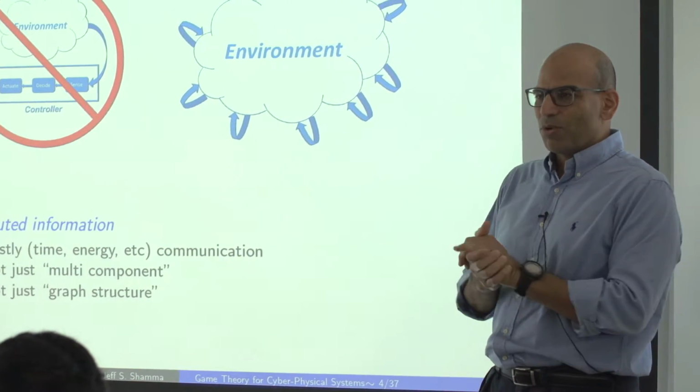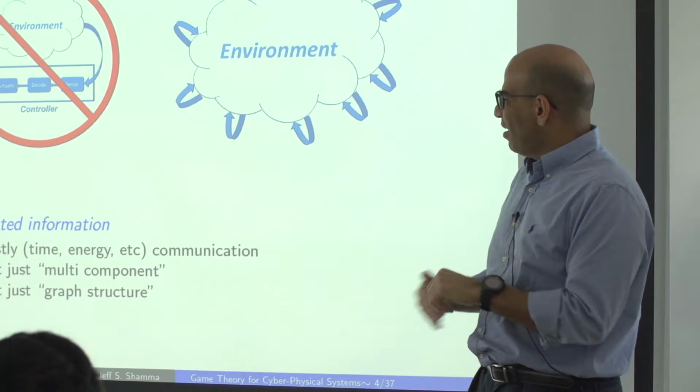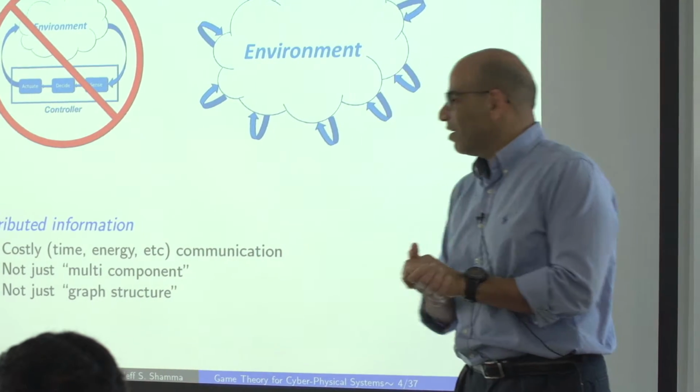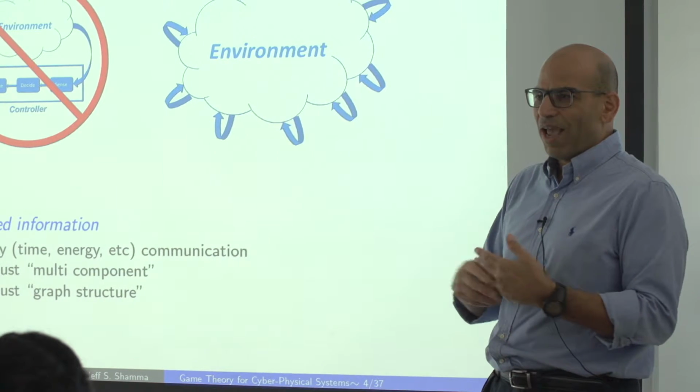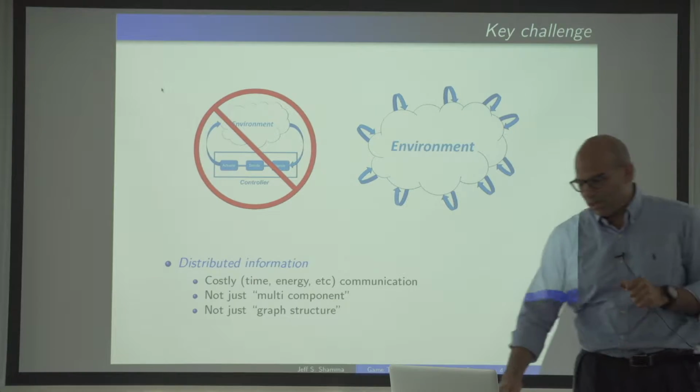Really, it's the distribution of information. And if information is costly to disseminate, either in terms of time or energy or what have you, then we're looking at a distributed decision architecture.